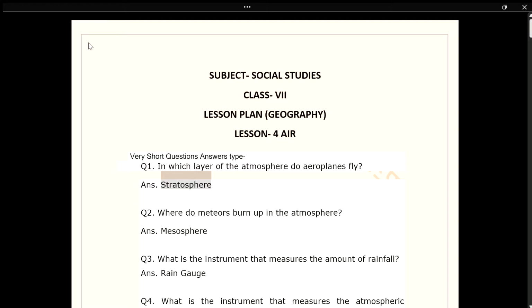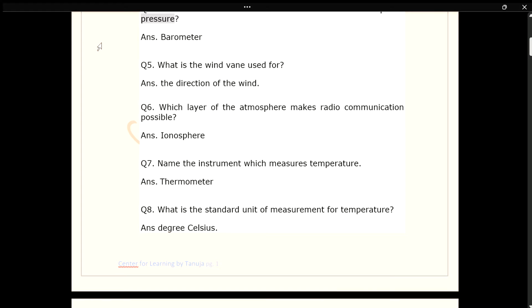Ans. Stratosphere. Q2. Where do meteors burn up in the atmosphere? Ans. Mesosphere. Q3. What is the instrument that measures the amount of rainfall? Ans. Rain gauge. Q4. What is the instrument that measures the atmospheric pressure? Ans. Barometer. Q5. What is the wind vane used for?